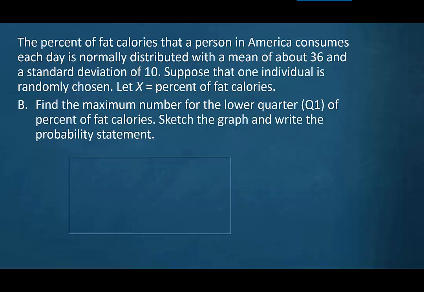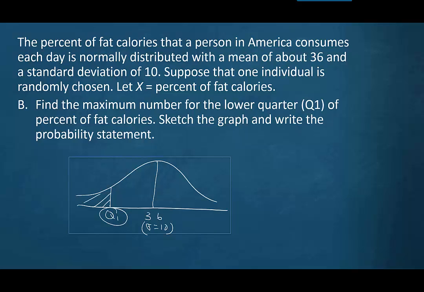Okay, for part B, now we're trying to find the maximum number for the lower quartile, Q1. So lower quartile, somewhere around in there. There's my Q1. That's what I don't know. I'm trying to find that value there. So that value there is 0.25, the lower quarter of percent fat calories. So what would that value be? We know it's going to be something less than 36.